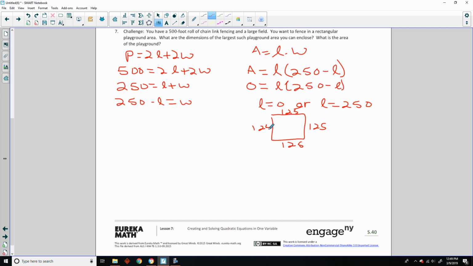Now there would be a shortcut to this problem, with what I showed you earlier, with the rectangles becoming closer and closer to larger area values when you get to a square. If you knew it was a square, you would just have taken this 500 and divided it by 4. So it's a 125 by 125 square. Therefore the area equals length times width. So the area of this rectangular field, which is actually a square, is 15,625 feet squared.